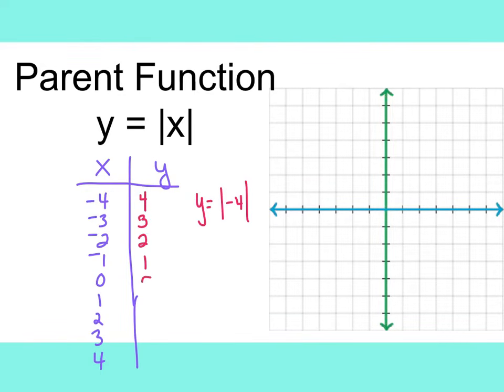The absolute value of 0 is 0. What about the absolute value of 1? Well, you should know absolute value is always positive, so it's also going to be 1, 2, 3, 4. All right, one of the easiest XY tables you'll make. Let's graph these. So -4, 4, -3, 3, -2, 2, -1, 1, and then I've got 1, 1, 2, 2, 3, 3, and 4, 4.